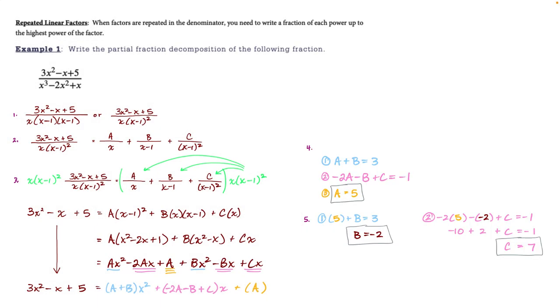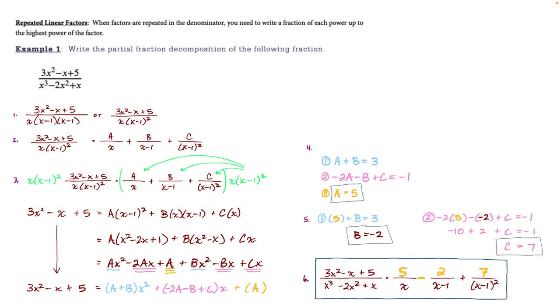And like we have in the other problems, we can replace the a, b, and c with those values. And there's our partial fraction decomposition when we have repeated linear factors.